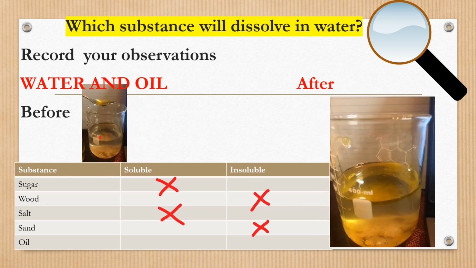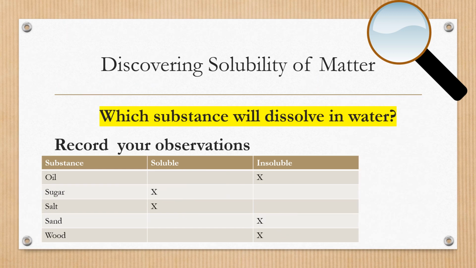Water and oil. After I added the oil and stirred, I noticed that the oil did not spread out evenly. Instead, it made another layer on top of the water. That is because the oil did not dissolve. The oil has a different type of density than the water has. And because of this, the oil is insoluble. Oil is insoluble. Remember that in every experiment, you must record your observations.